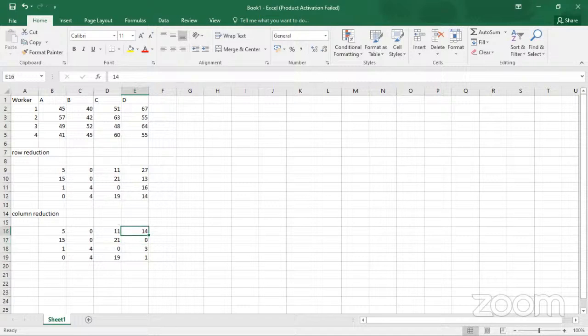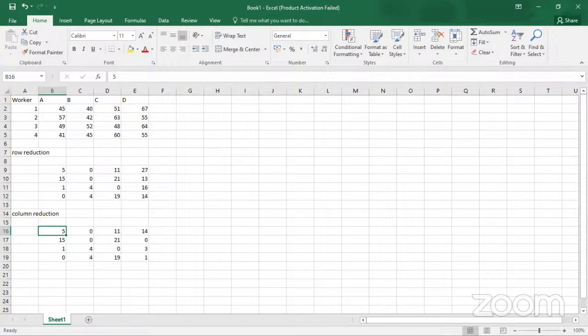See, in all the columns, we should have a minimum of one 0. In the first column, we already have a 0, so I didn't reduce it. I took it as it is. The second column also already has a 0, so we took it as it is. The third column also has a 0, we took it as it is. Fourth column, we reduced. Is that clear?